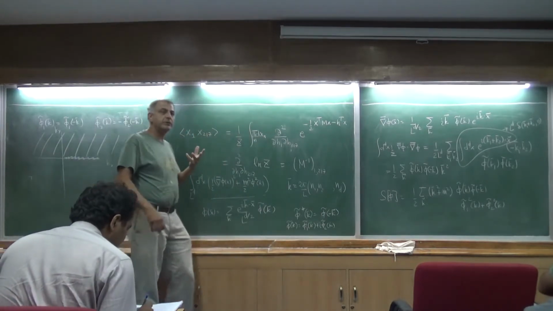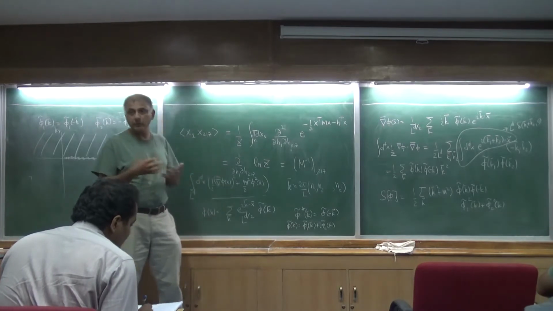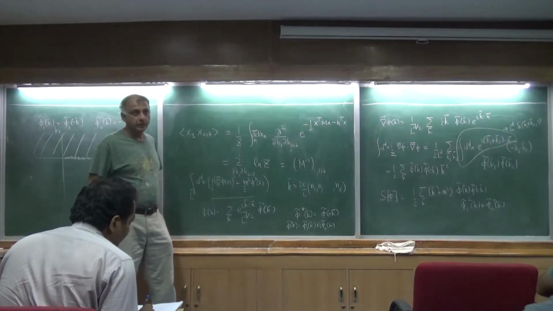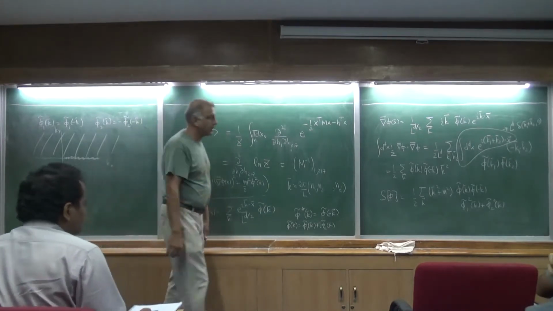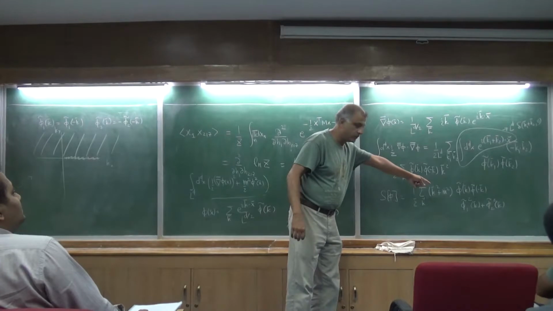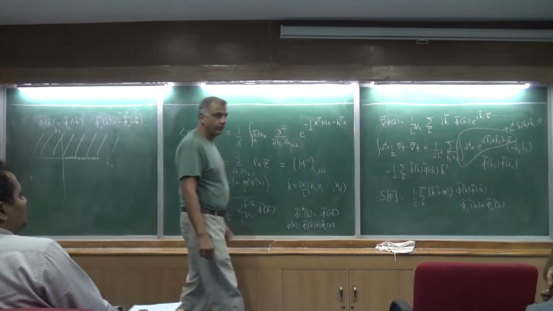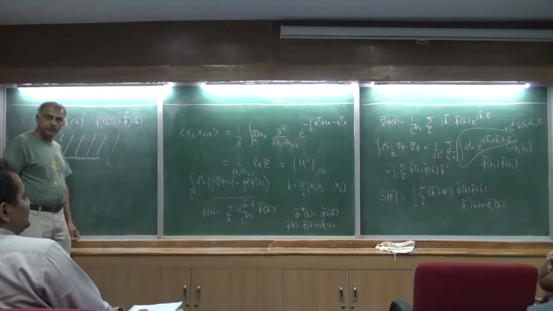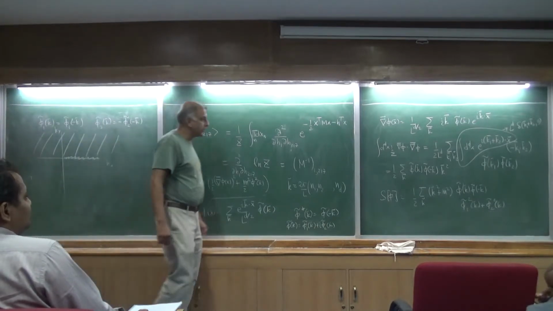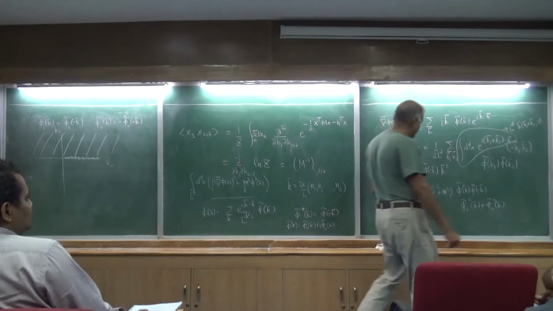One last thing. Remember, my integral was really over all the values of phi of x. But Fourier transform is a unitary transformation. So the Jacobian of that transformation is 1. So the product of all the d phi of x's is the same as the product of all the d phi of k. Alright? Good?